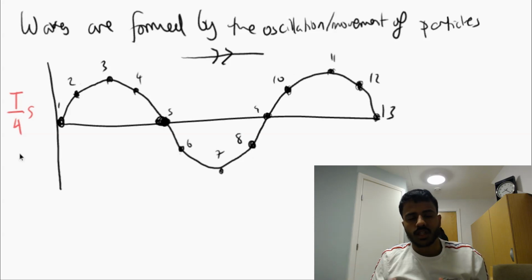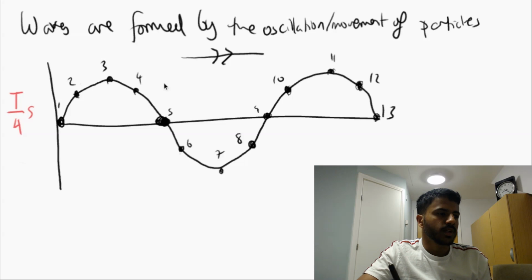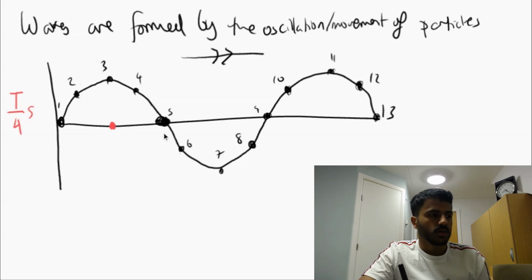Each particle will take the position of a particle that is 1/4 of a wavelength before it. So what that means is basically particle 3 will take the position of particle 1, so it will move to this equilibrium position. Particle 5 will take the position of particle 3, so it will move up. And you could do this for all the particles, and you'd get a wave that looks something like this.